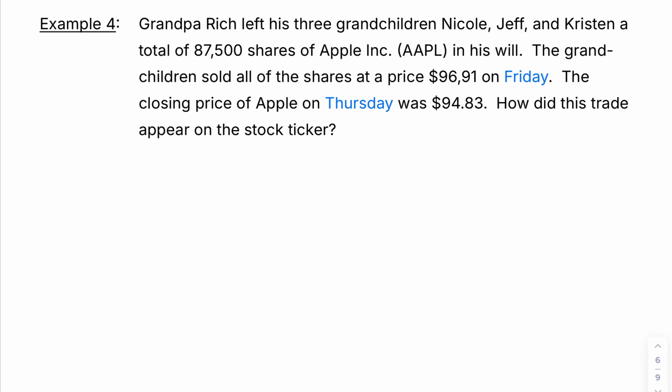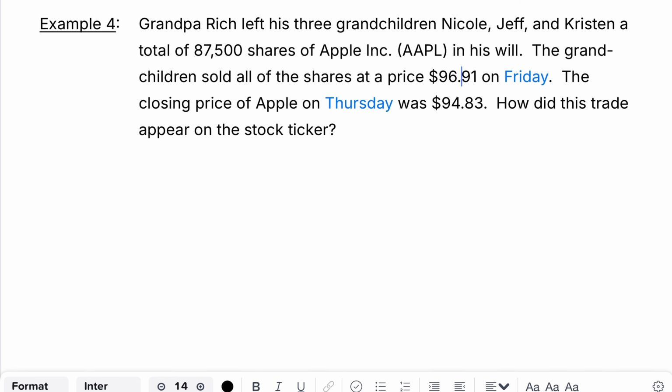So Grandpa Rich left his 3 grandchildren, Nicole, Jeff, and Kristen, a total of 87,500 shares of Apple Inc. in his will. Okay, Apple is represented as AAPL. The grandchildren sold all of the shares at a price of $96.91 on Friday. Let me go ahead and correct this here. The closing price of Apple on Thursday, the previous day, was $94.83. How did this trade appear on the stock ticker?